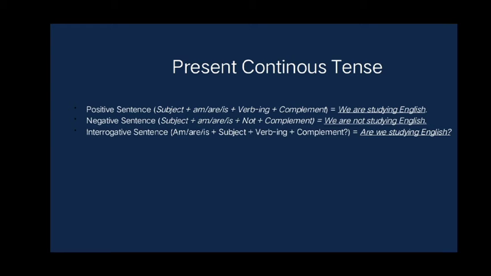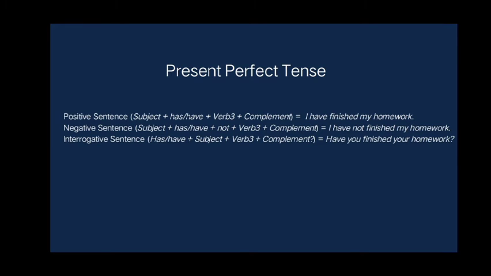If you want to make a negative sentence, we just add not after to be. For example, we are not studying English. Next is present perfect tense. It is used to show an action or event has been completed and emphasize the result. The formula for the positive sentence of present perfect tense is subject plus has or have plus verb 3 plus complement. For example, I have finished my homework.